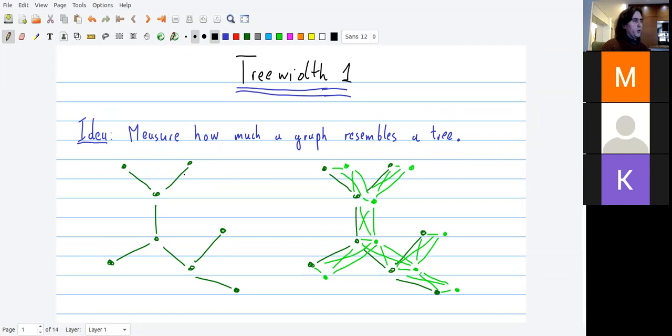Good. So the main idea of treewidth is to measure how much a graph resembles a tree. On the left side here, you see a tree. Well, it's just a graph that is acyclic. And on the right-hand side, you see a graph that is not necessarily a tree, so there are multiple cycles in this graph. But when you look at the structure of this graph, you see that it is tree-like, right? So treewidth is a structural parameter of a graph that measures how tree-like a graph is.